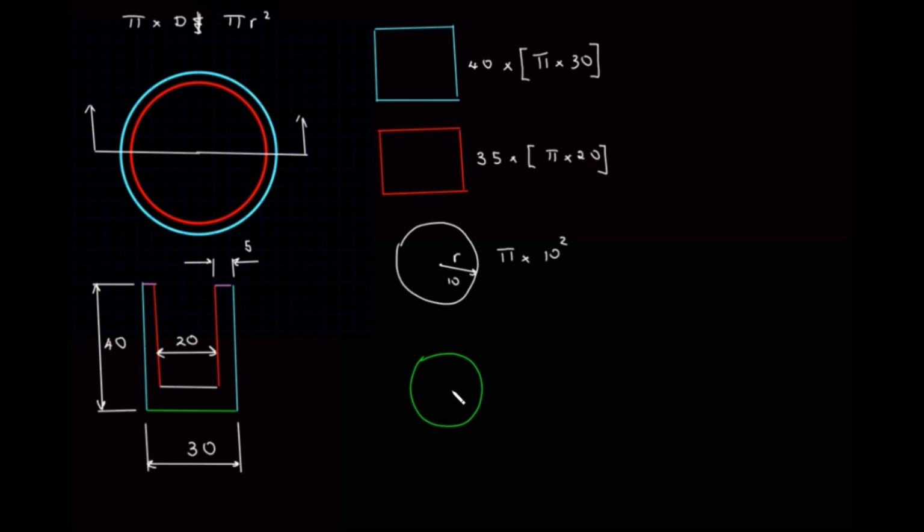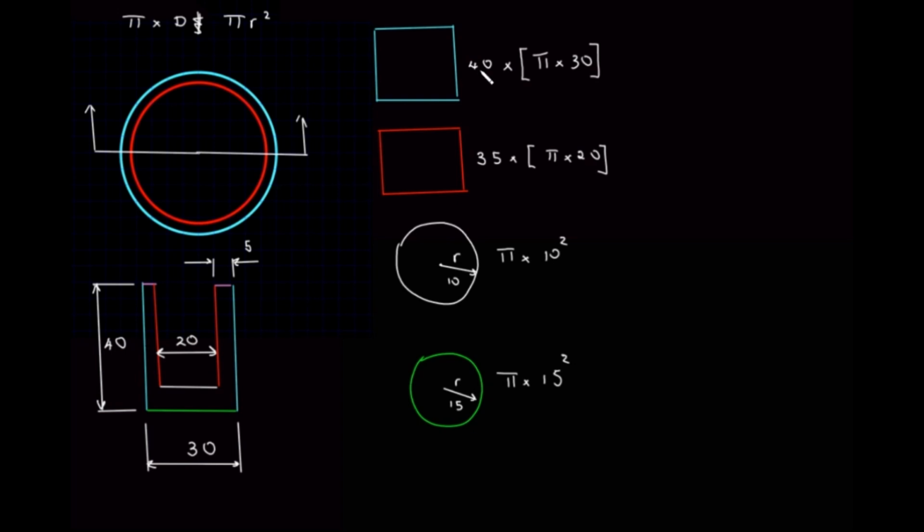This one again has the same formulae from the center. The outside is r, that's the green, and that is 30. R is half of 30, so r is 15. And the area of that one is pi r squared. R is 15 squared. Now we can work these out.